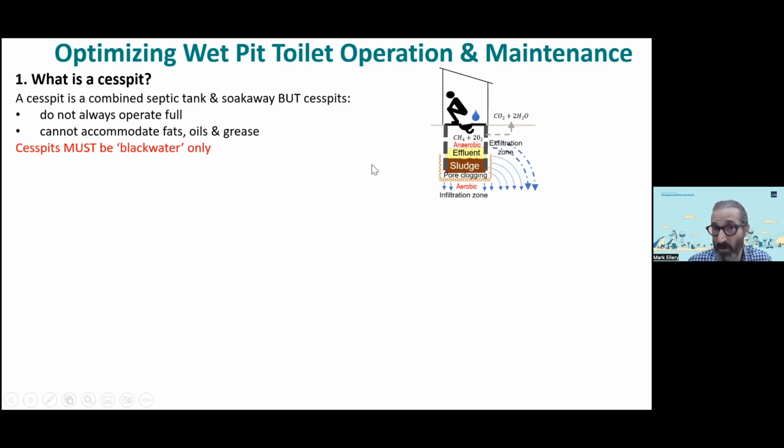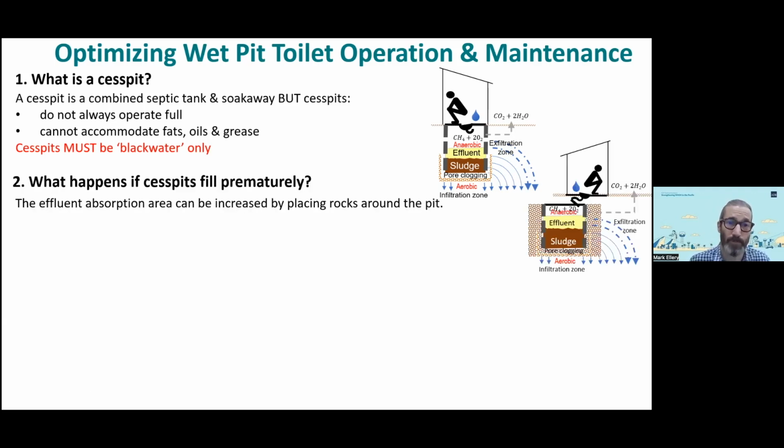Cesspits can't handle grease, because if you can imagine the level going up and down inside a cesspit, and if the grease is sitting on the top of your water level, it will seal your pit and it will inhibit the liquid flowing through the sidewalls into the soil.